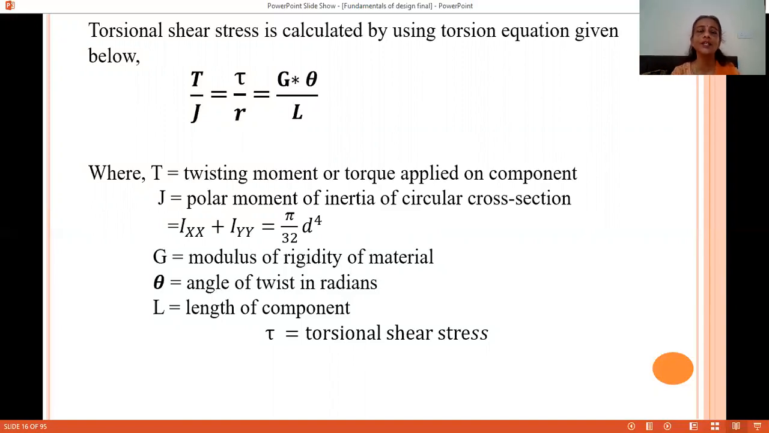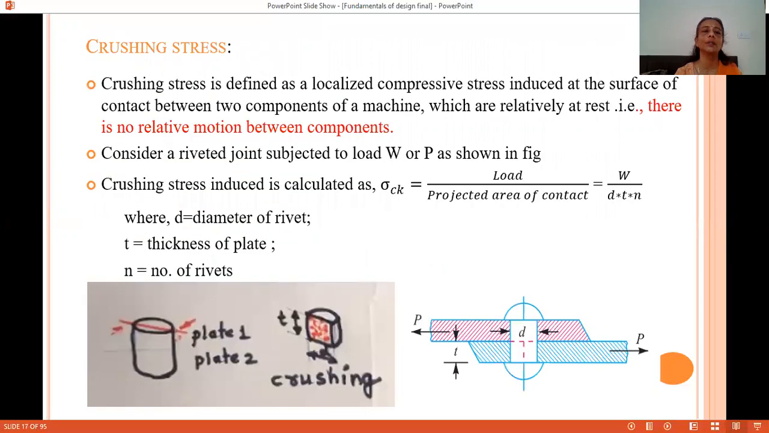It is also known as shear modulus. Its unit is Newton per mm square. Unit of polar moment of inertia is mm raised to 4. Theta is the angle of twist and it is in radians. L is the length of the component and tau is the torsional shear stress, which will be in Newton per mm square. So this tau is the torsional shear stress and we will be using the formula T is equal to pi by 16 tau d cube, and then we'll find the diameter of the shaft, and that is based on torsion.